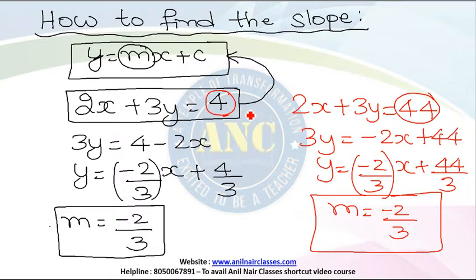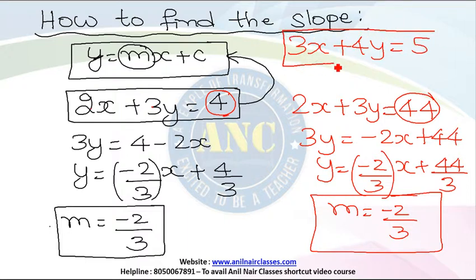On which value will the slope depend? Instead of 2x and 3y, if I have some other values, 3x plus 4y is equal to 5, now the value of slope will differ. That means in simple language, slope will depend on the coefficient of x and the coefficient of y, but definitely it will not depend on the constant value. I believe that this idea is very clear for you people.